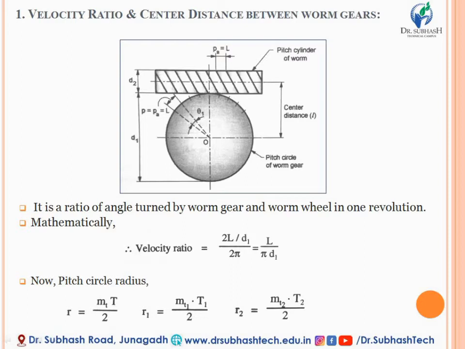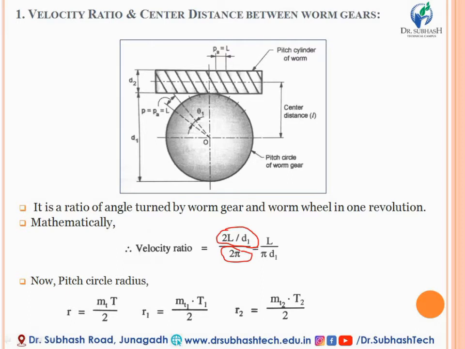Over here, velocity ratio becomes theta 1 upon theta 2, where theta 1 represents the angle turned by the worm, and theta 2 is the angle turned by the worm wheel. Here theta 1 is replaced by 2L upon D1, whereas the wheel is turned 2 pi radians, that means 360 degrees. Its simplification gives us the velocity ratio as capital L upon pi D1. This is the velocity ratio.